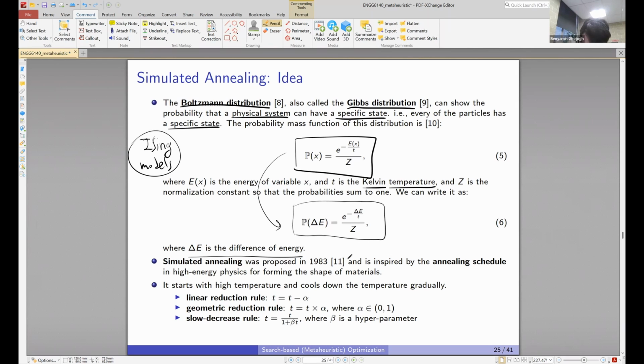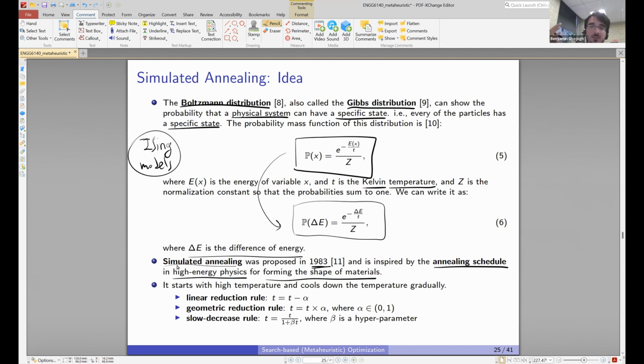The simulated annealing algorithm was proposed in 1983, and it is inspired by the annealing schedule in high energy physics for forming the shape of materials. What is the annealing schedule? In high energy physics, I start with high temperature, and the material is at high temperature, so the molecules move a lot. I gradually cool it down so it becomes more stable. This is the annealing schedule.